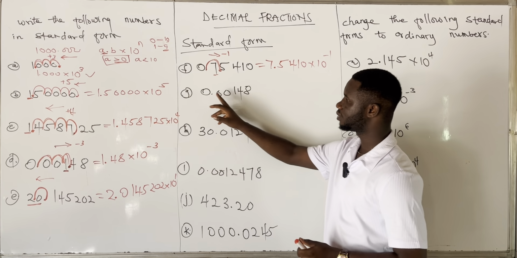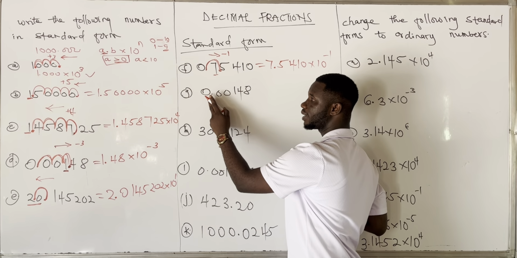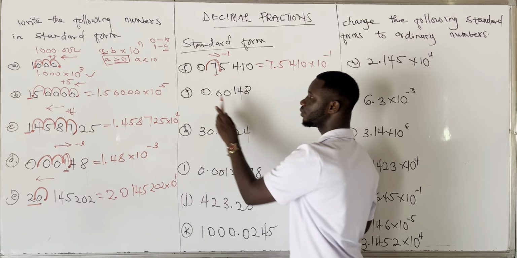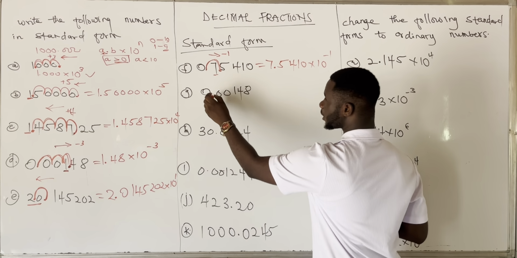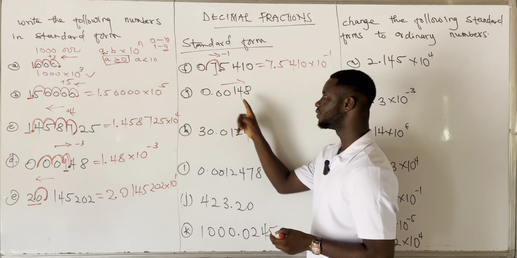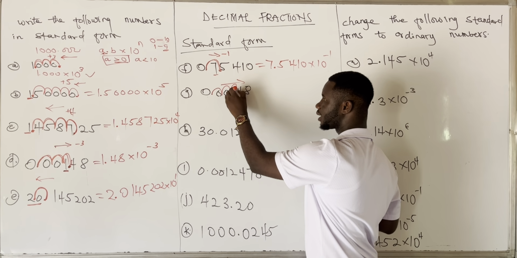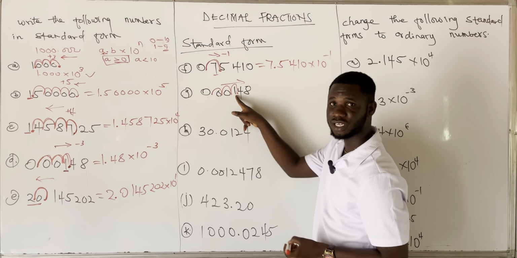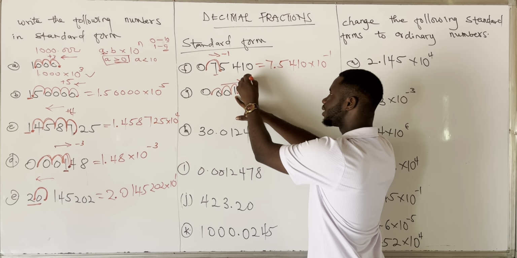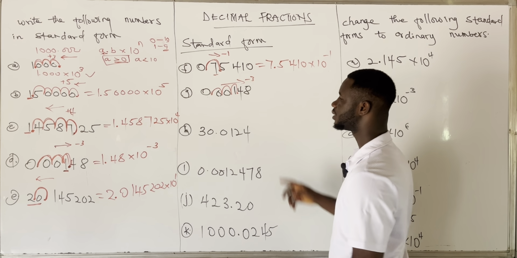We have 0.00148. We have to get a number greater than 0. The A, always our A must be greater than what? 0. So meaning we have to move to our right side to get a number that is greater than 0. So let's move 1, 2, 3. How many times did we move to get a number that is greater than the 0? We moved 3 times. So we get negative 3. We are moving to our right, so negative.